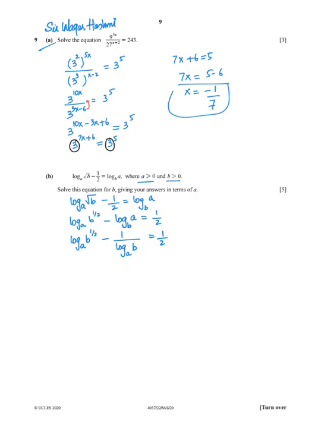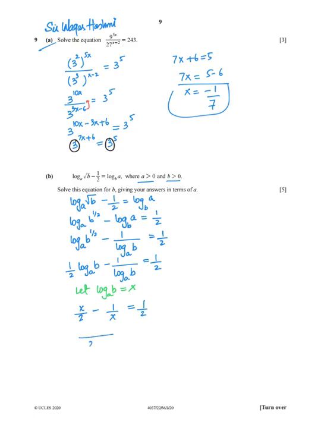The power of a log can be brought before the log. So it will be 1 upon 2 log a of b minus 1 divided by log a of b equals 1 divided by 2. To make the question simpler, I will suppose let log a of b equals x. Now my equation will be x upon 2 minus 1 upon x equals 1 upon 2.